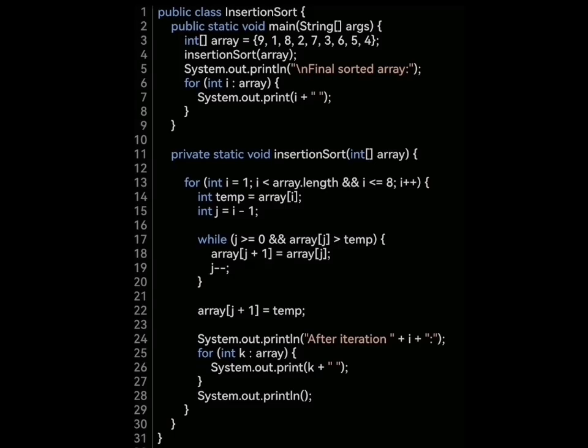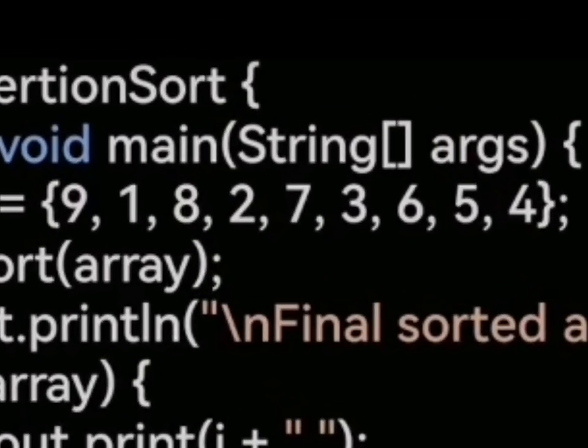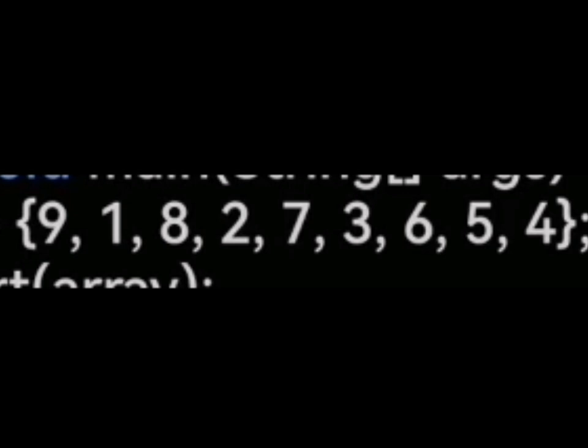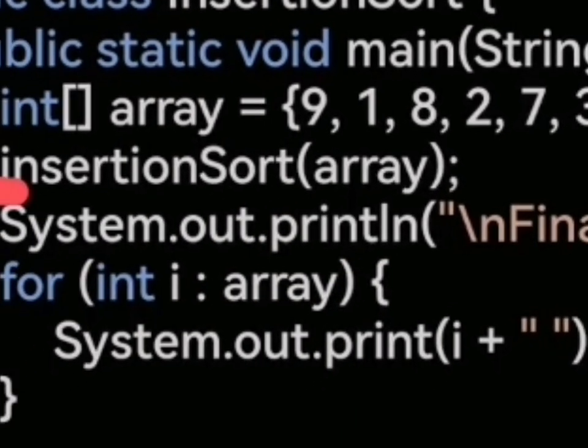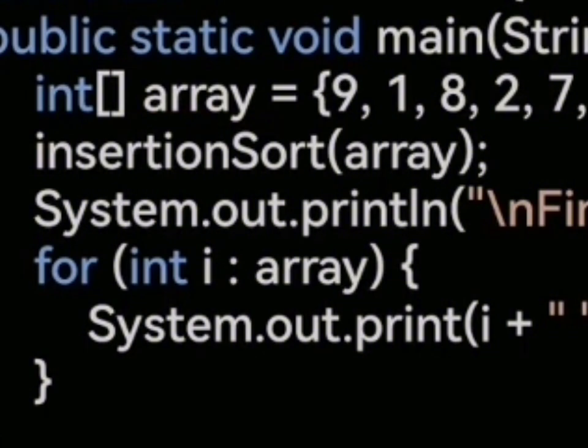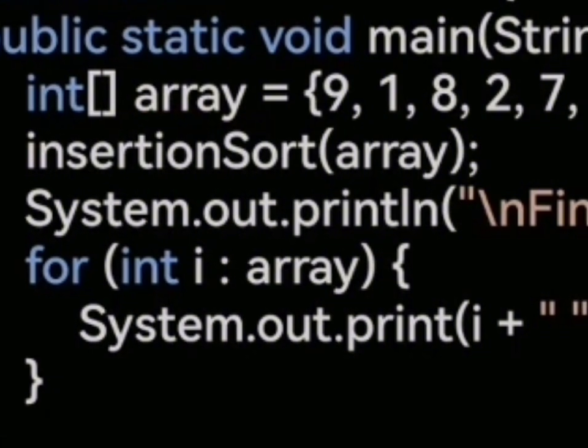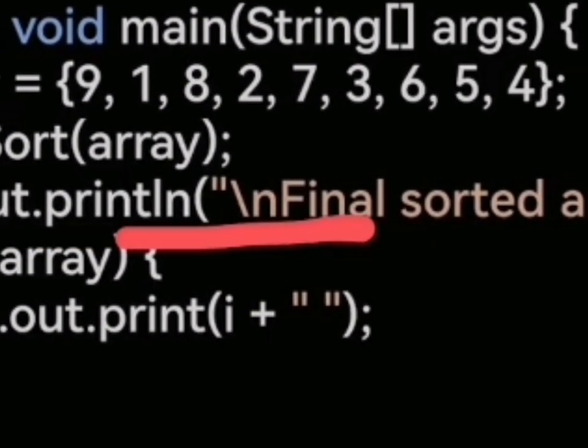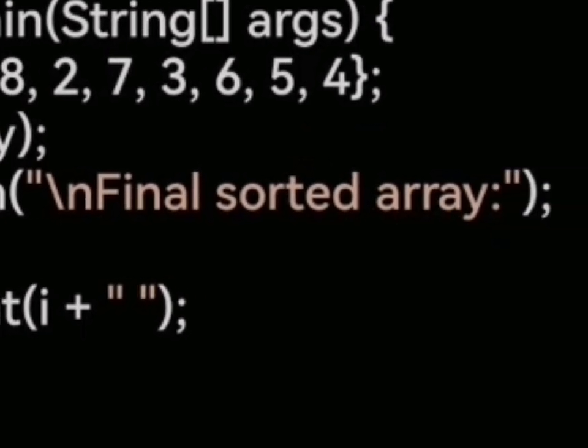So this is our sample code. For our sample code, we have here total of 9 elements: 9, 1, 8, 2, 7, 3, 6, 5, and 4. We also have here our private method, which is the insertion sort. For line 5, we have here the printing of the final sorted array.